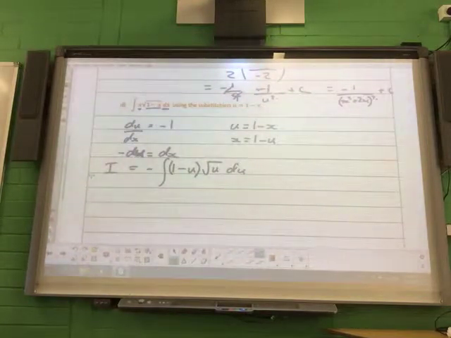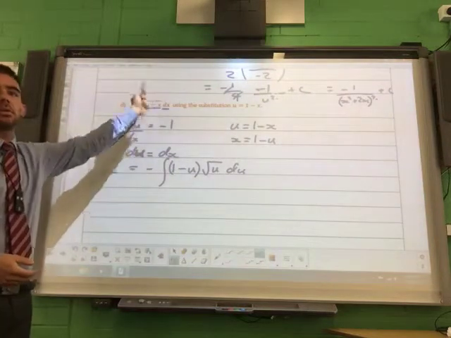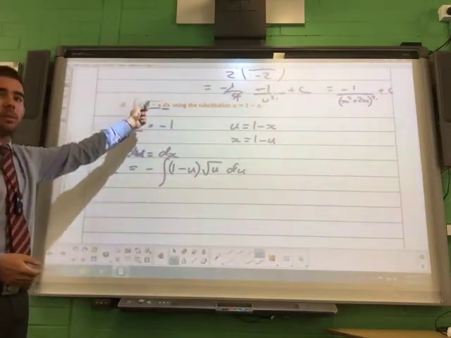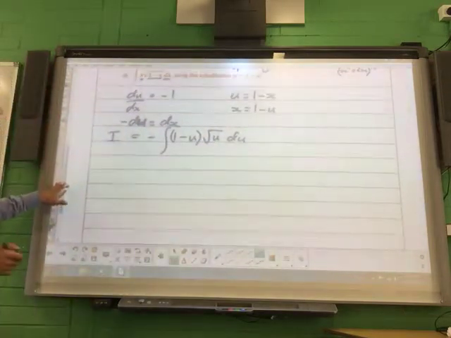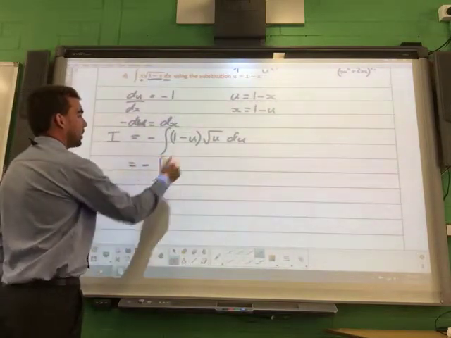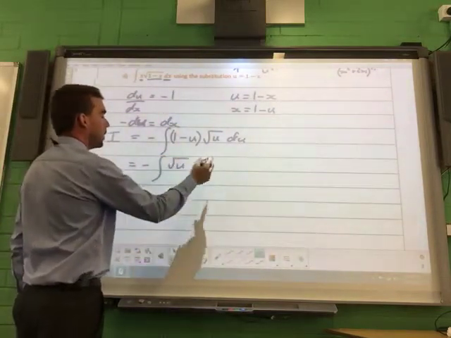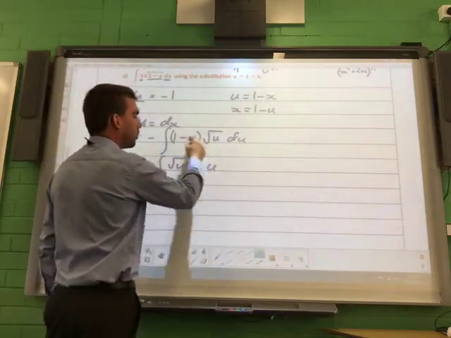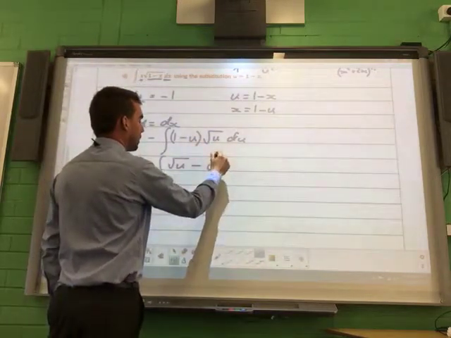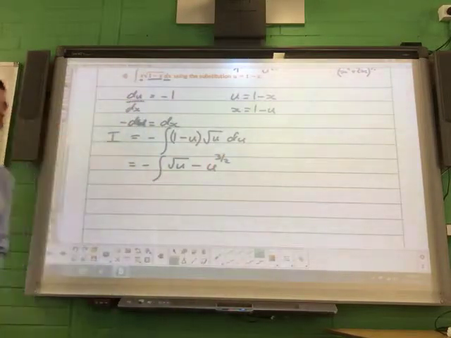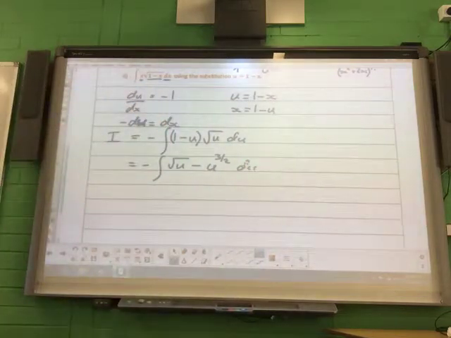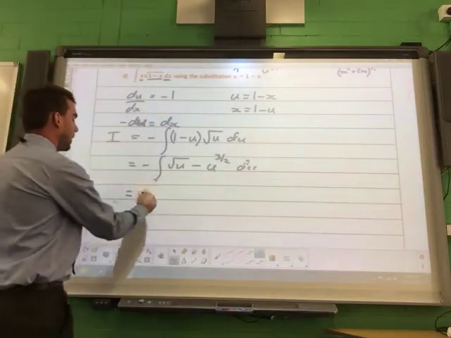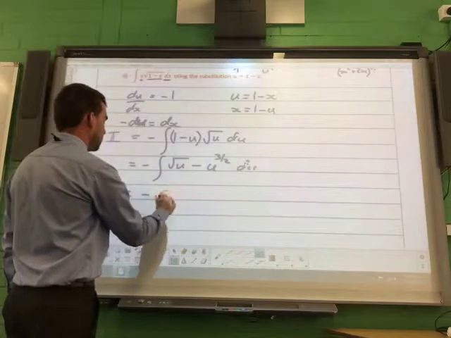Okay, and I can actually do an expansion now, because I can't do the expansion here because of the surd involving more than one term, but here the surd is only involving one term. So I can use my index laws to finish the question. So square root of u, take away, when you multiply you add the powers, so we get u to the power 3 over 2. Okay, and we can integrate that. We can integrate when we have addition and subtraction. So negative u to the power 3 over 2.